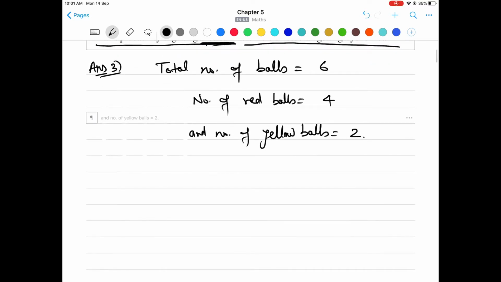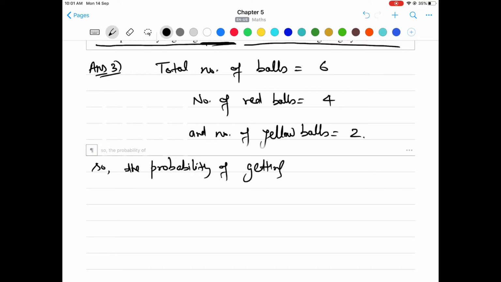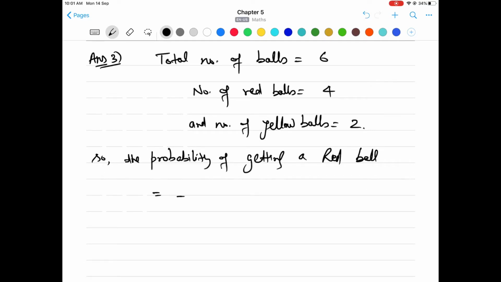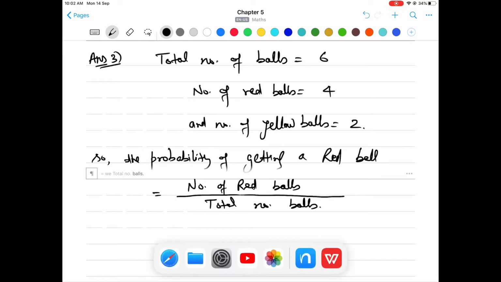Now we'll write the probability of getting a red ball. The probability of getting a red ball is equal to, and we'll calculate this with the help of the formula which I told earlier: the number of red balls divided by the total number of balls. Okay, we have used this formula here.